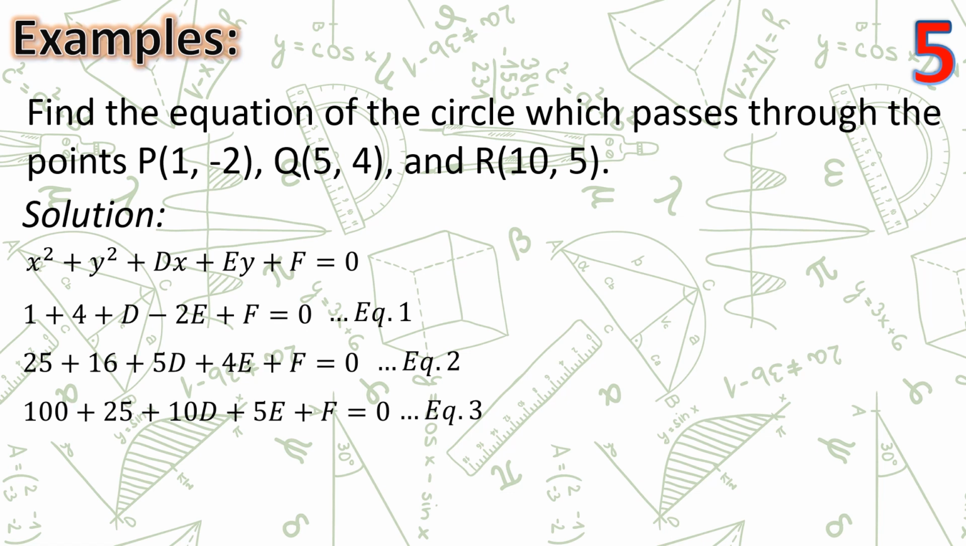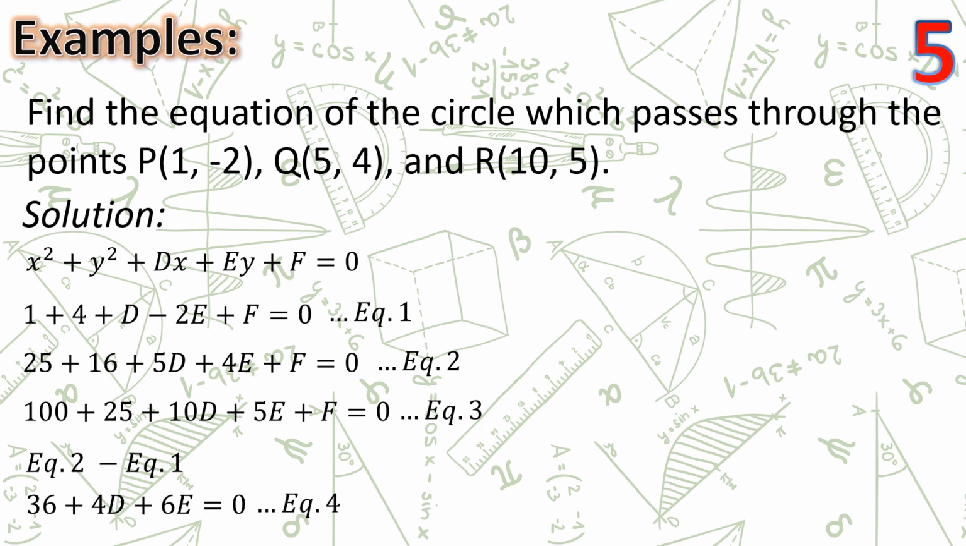Now we have 3 equations in 3 variables. We're going to solve for these 3 equations simultaneously to get the values of d, e, and f. And then we're going to plug these values in the general form of the equation so that we will have the equation of the circle. First, let us eliminate the variable f by subtracting equation 2 minus equation 1. Doing that, we get 36 plus 4d plus 6e equals 0. Let us call this our equation 4.